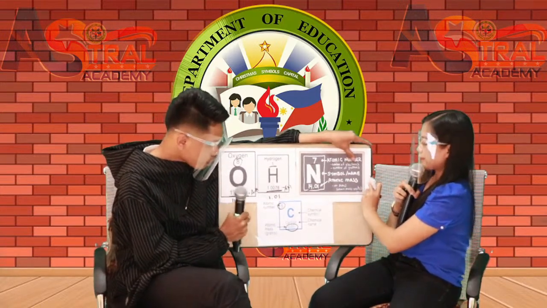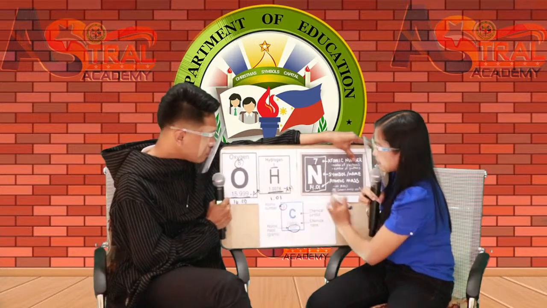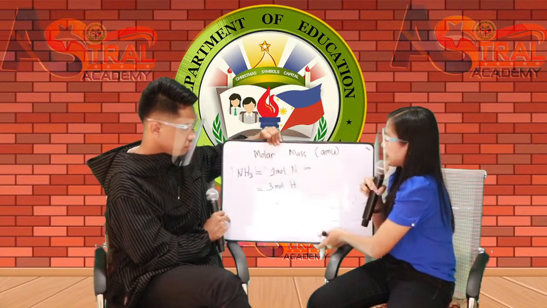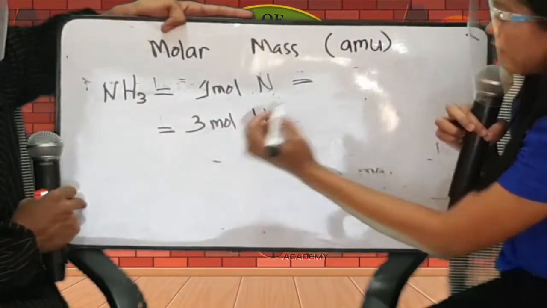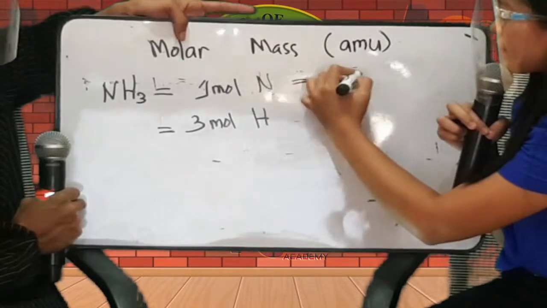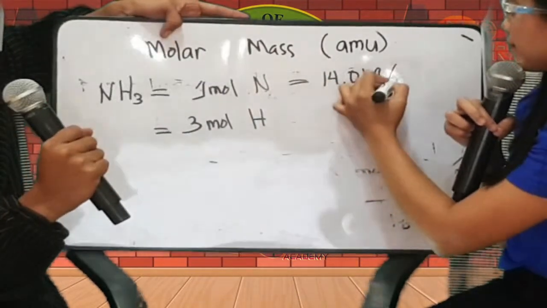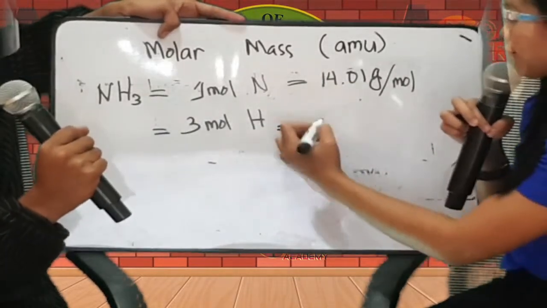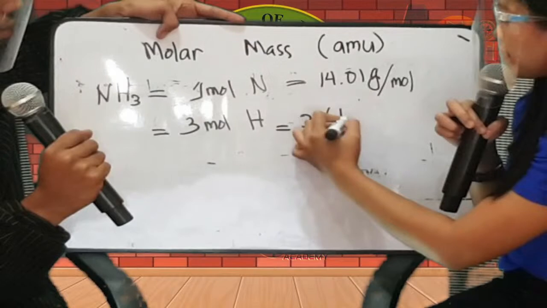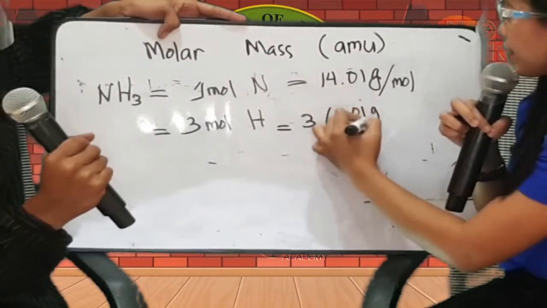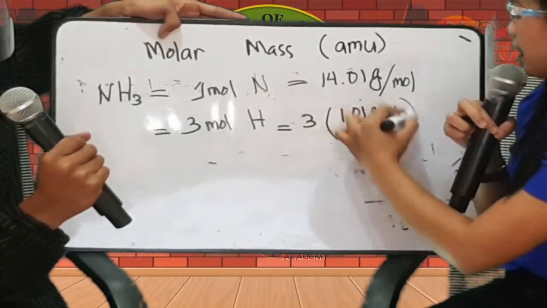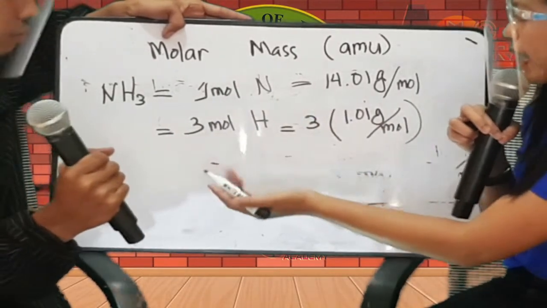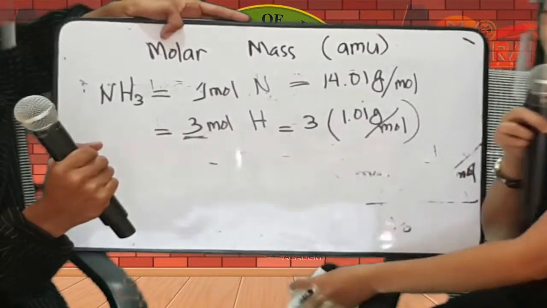And for hydrogen, we have 1.01. So in every 1 mole of nitrogen, we have 14.01 grams. And in every 1 mole of hydrogen, we have 1.008, okay, 1.01 gram per mole. Again, we have the number 3 here because the compound ammonia has 3 moles of hydrogen.